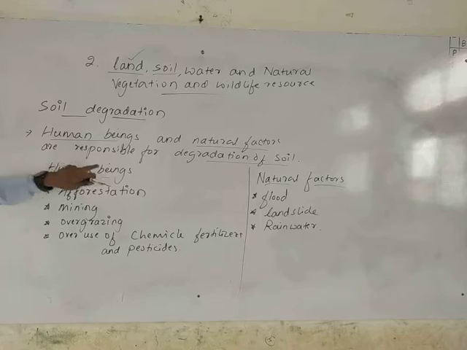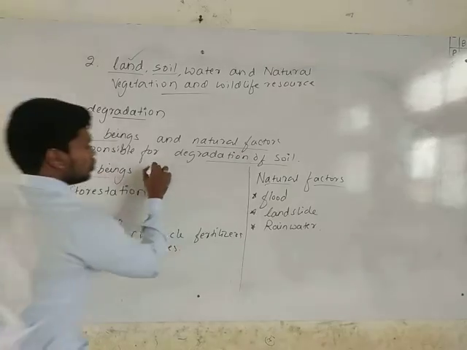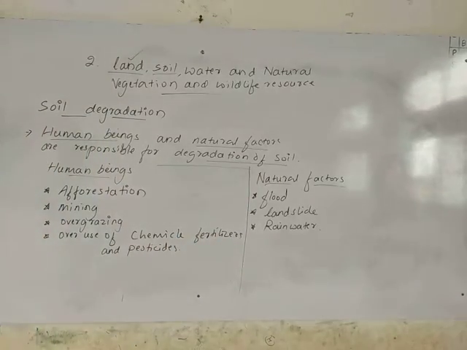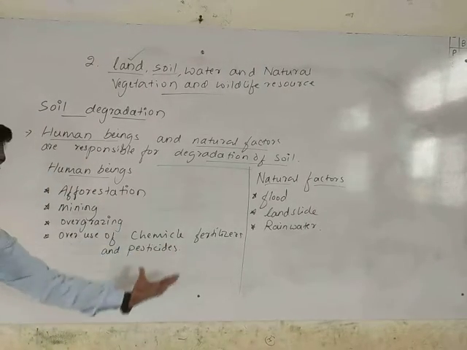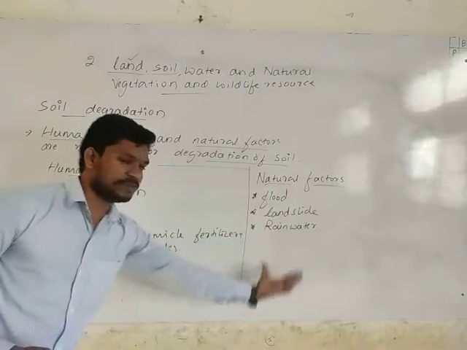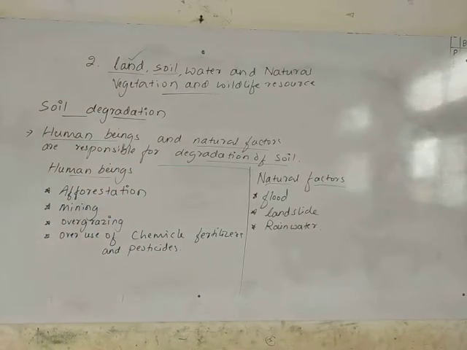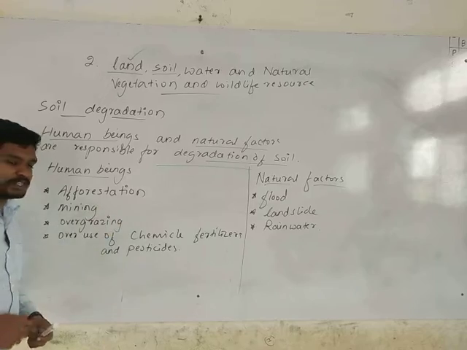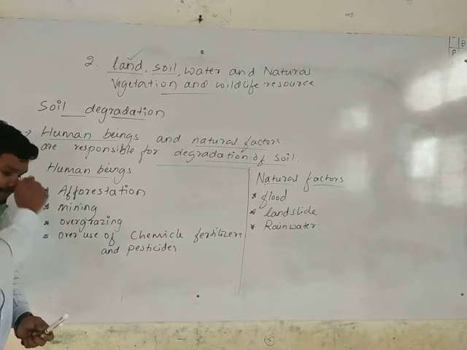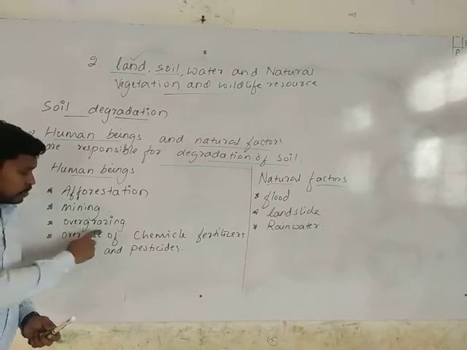Then under this you have to make 2 columns. One is for human beings, meaning the factors which lead more to human activities, then the natural factors. Write this down. Afforestation. I hope you understood about this afforestation. Then the mining. The overgrazing.